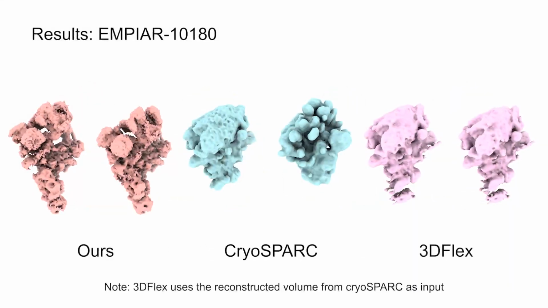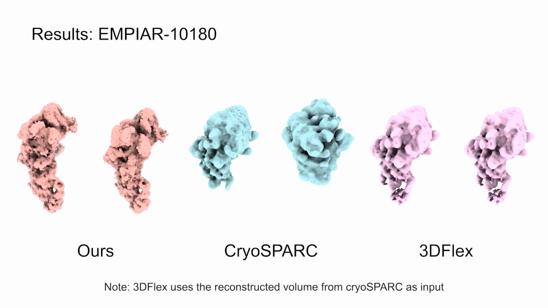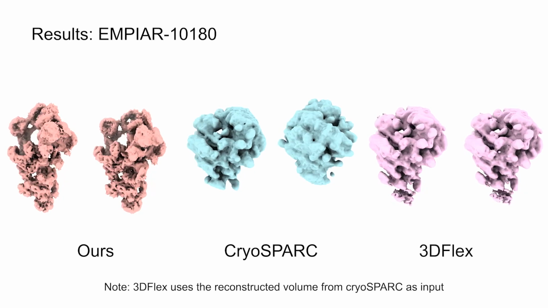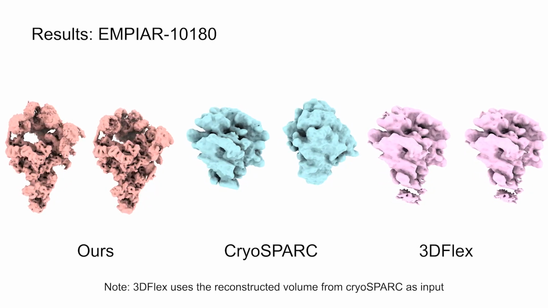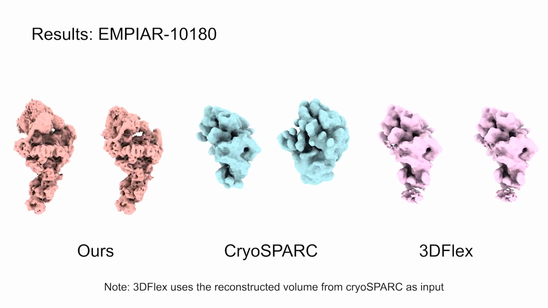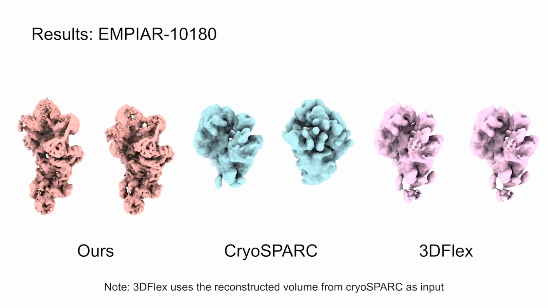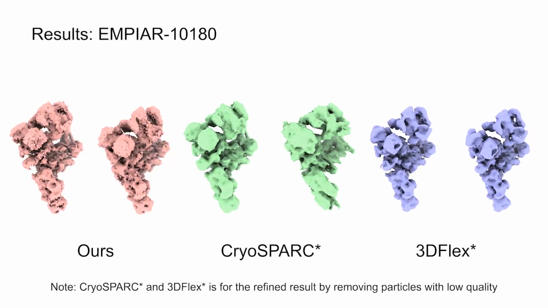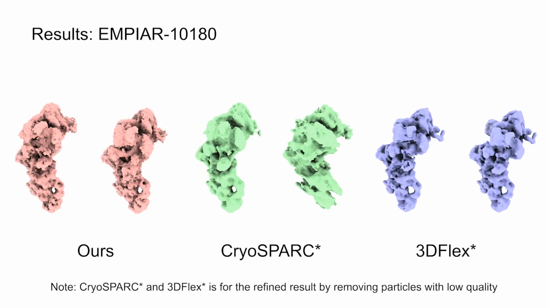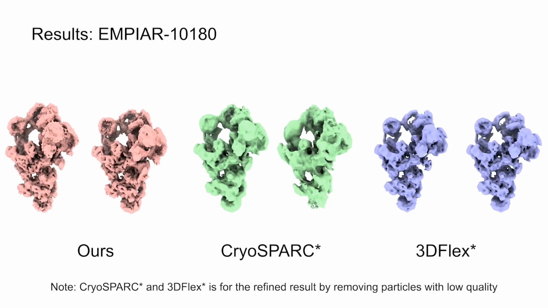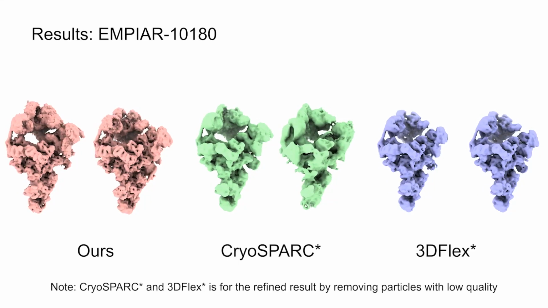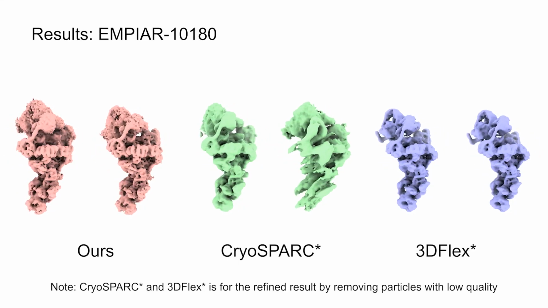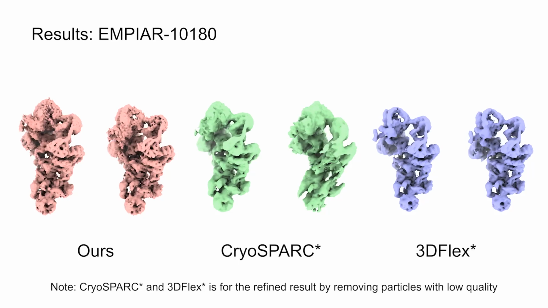We compared CryoFormer with CryoSpark, 3D Flex, and CryoDragon on the precatalytic spliceosome dataset. Our result is compared with the results from CryoSpark and 3D Flex. As low-quality particles decrease CryoSpark performance, we remove them to improve the CryoSpark result. We then compared our result with the refined results from CryoSpark and 3D Flex.